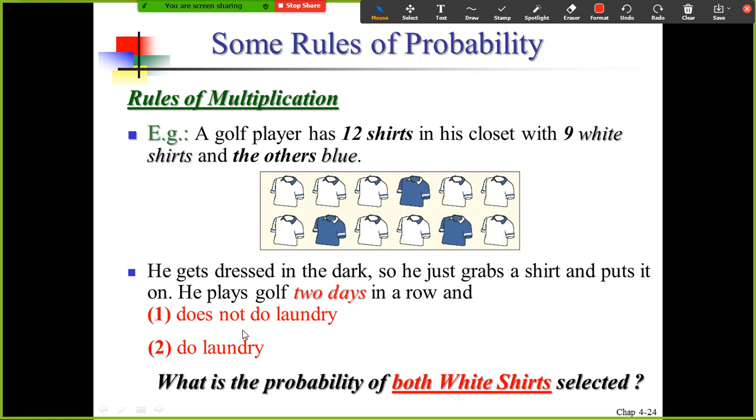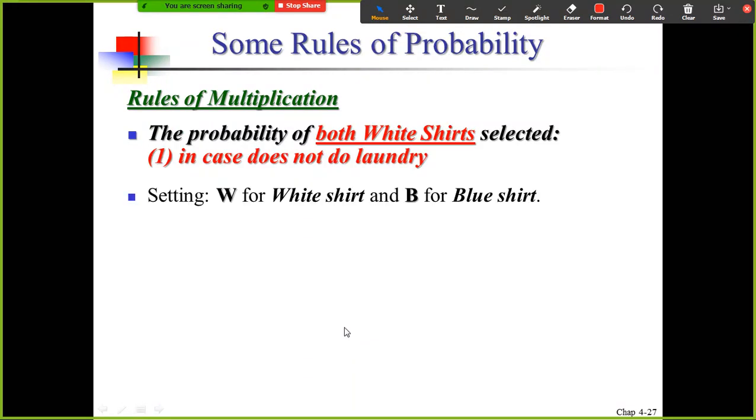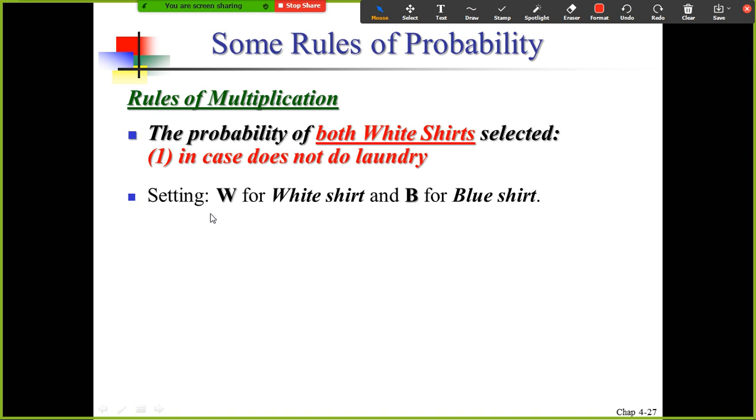Both white shirts selected, he does not do laundry. Okay, so I will make an answer for this one. In order to answer, we just set notation. We set W, this is a shortcut, because if we say the full word it takes a long time. So don't take a long time, just make a shortcut. I set W for white shirt, B for blue shirt.